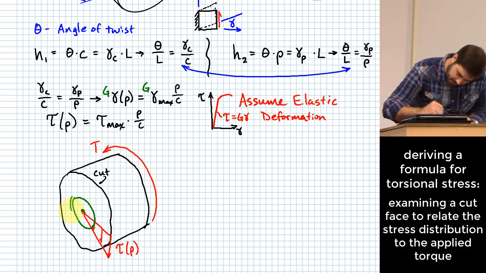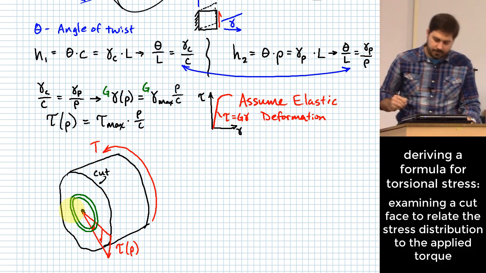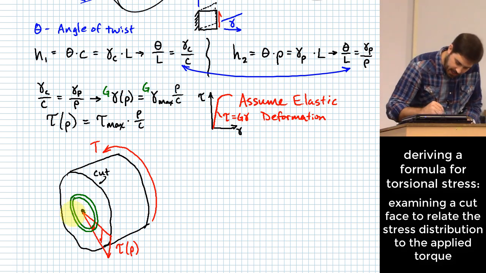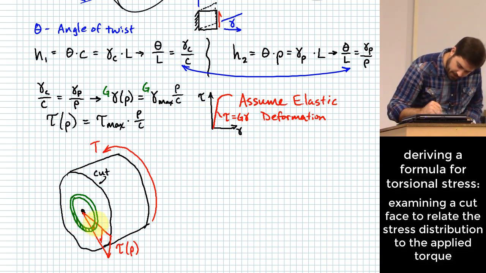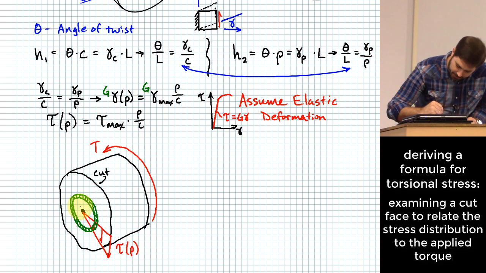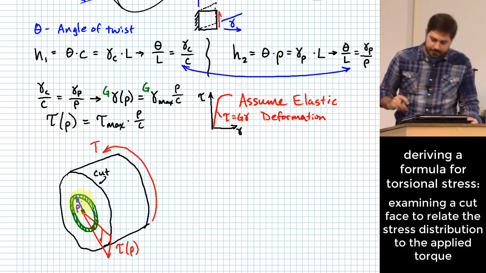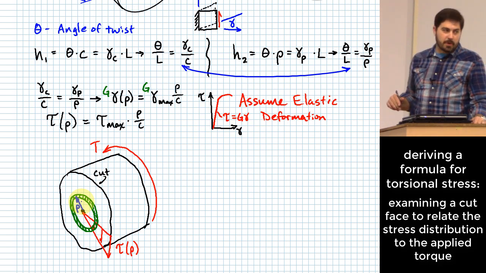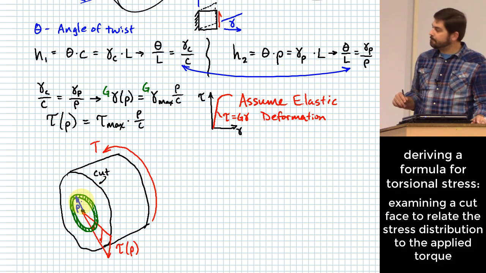Okay? Something like this on that face. What this allows us to do is have a little differential amount of area that is all at the same radius away from the center, right? I'll put that here as being a value of rho. It's all the same radius away from the center. Therefore, it all has the same stress, right?